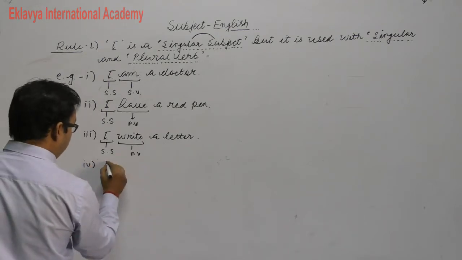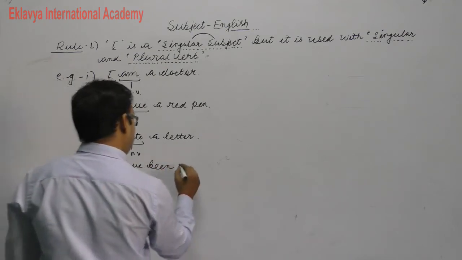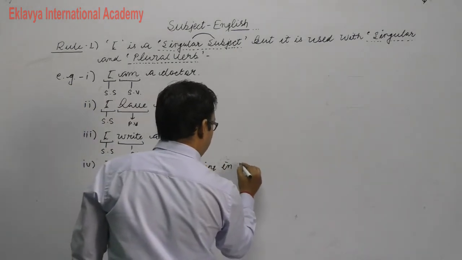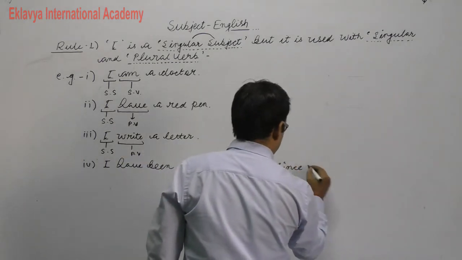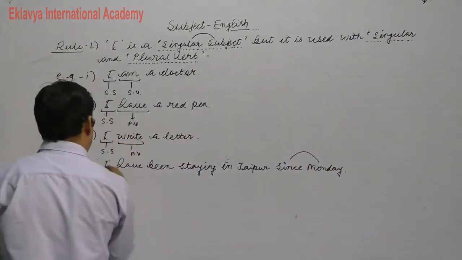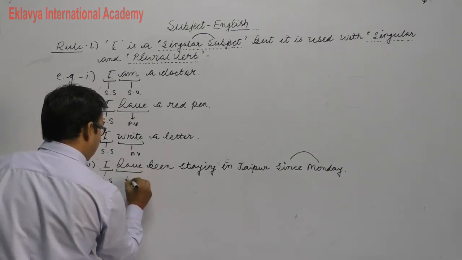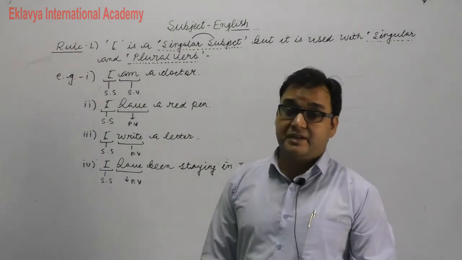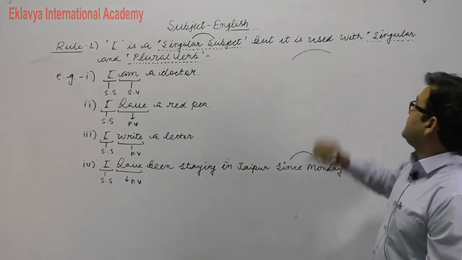Example number 4: I have been staying in Jaipur since Monday. Here I is a singular subject, and have is a plural verb. So these examples show that I is a singular subject, but it is used with singular and plural verb.